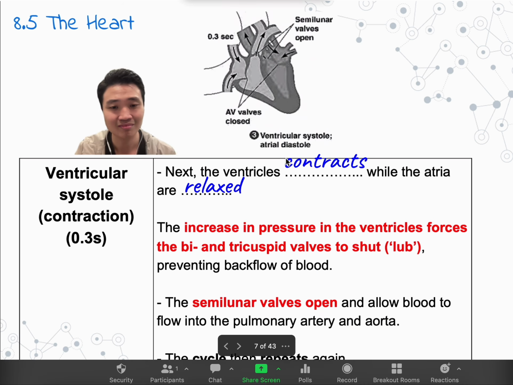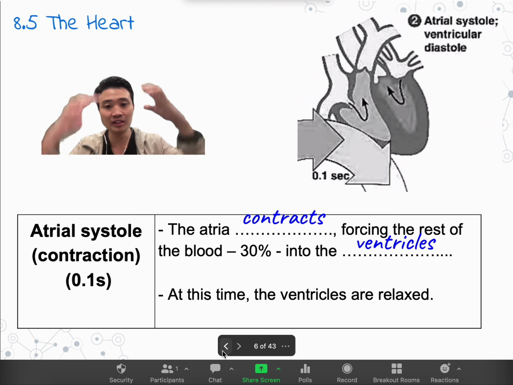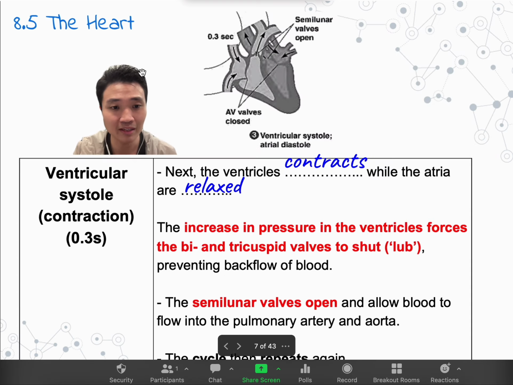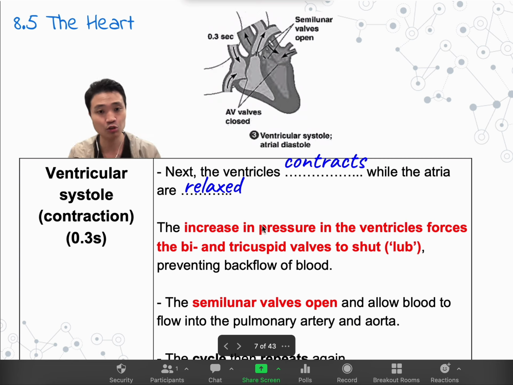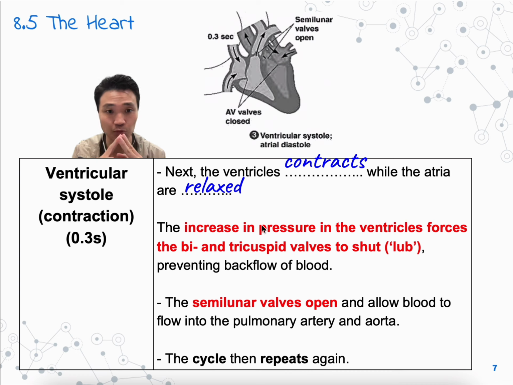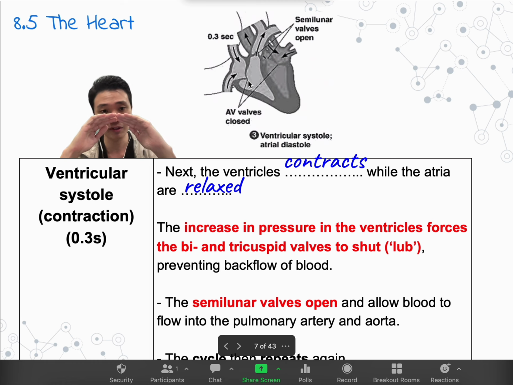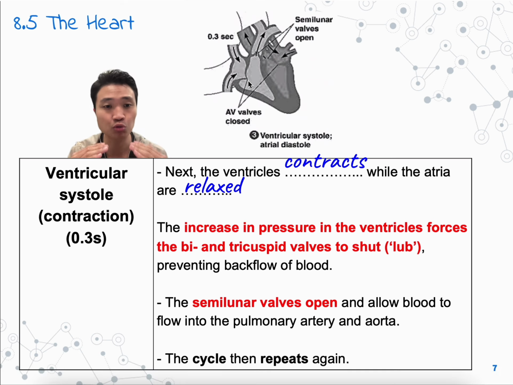So what we've learned so far: during atrial systole, the atrium contracts and blood goes into the ventricles. Number 2, ventricular systole, what happens? The ventricles will contract, and the bicuspid and tricuspid valves have to shut. If not, there's going to be backflow of blood. We cannot have backflow. The bicuspid and tricuspid valves will shut, the semilunar valves will open. That's all that you need to know for this part.